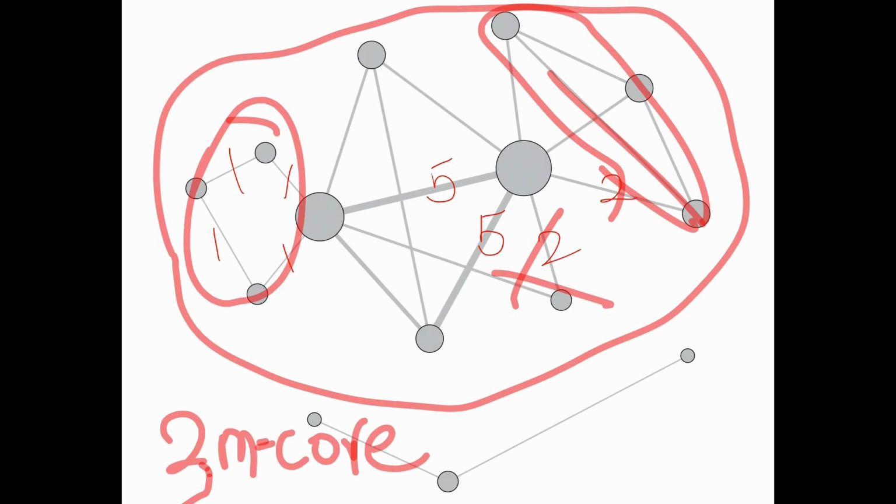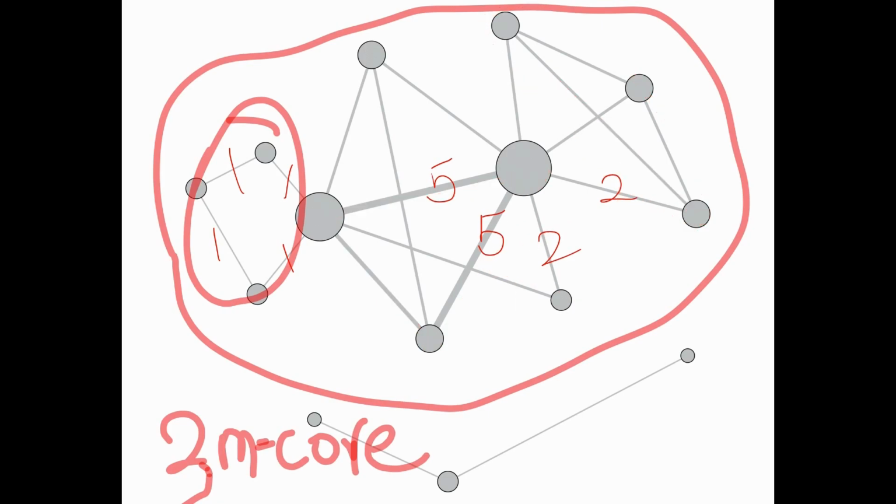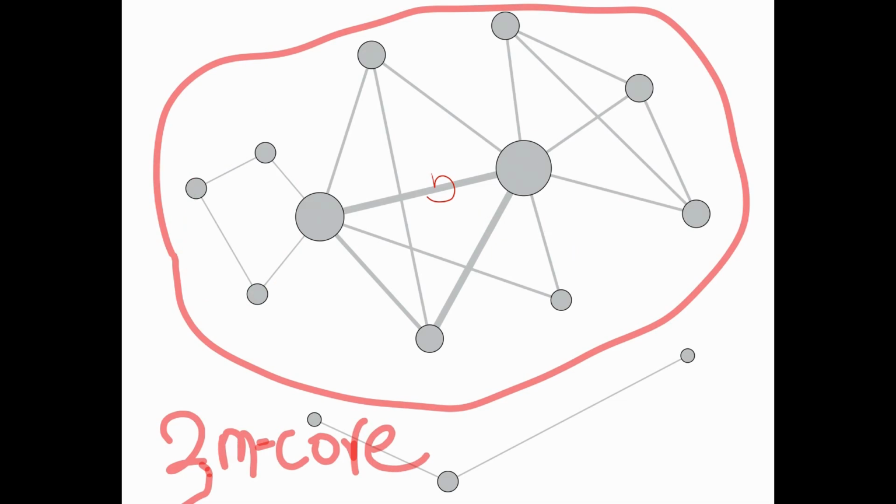So basically, we're going to keep this part of the network to become a kind of 3M core of this larger component. So it becomes another way to narrow down from a larger component into a very small, tightly connected, highly important component of this larger component.